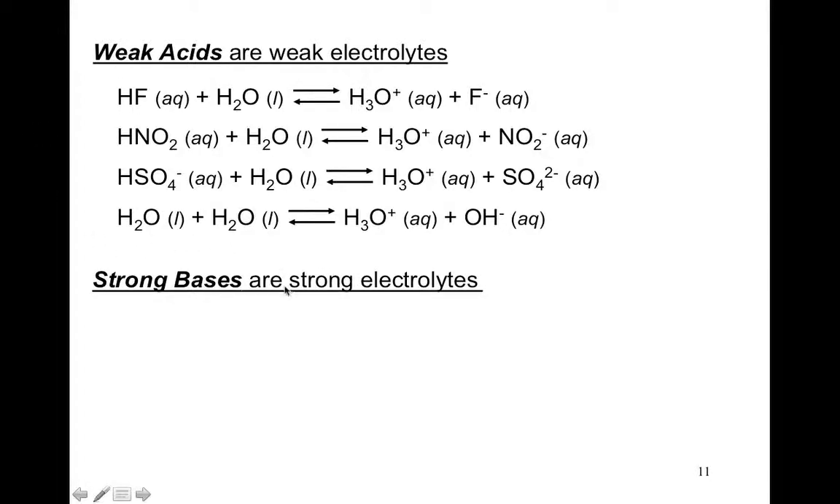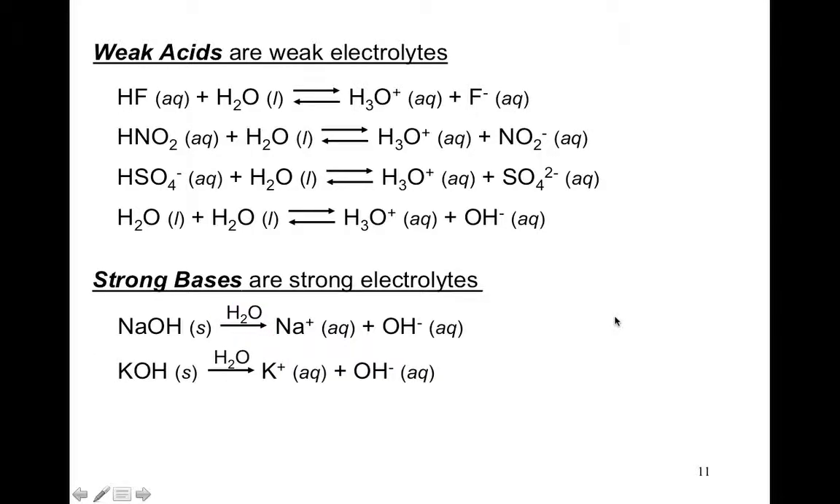So strong bases are strong electrolytes. Here's sodium hydroxide, a strong base. It's going to pretty much give up all its hydroxide ions, so we do a single arrow, as opposed to that reversible arrow. Potassium hydroxide, same thing: in water, it gives up potassium and hydroxide ions, so we do a single arrow. And here, barium hydroxide.